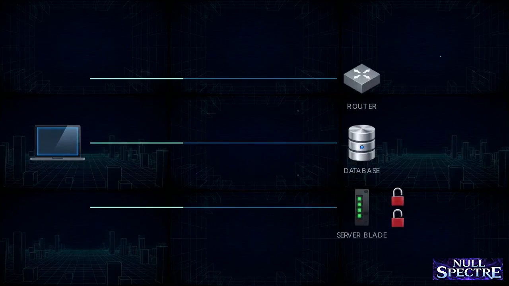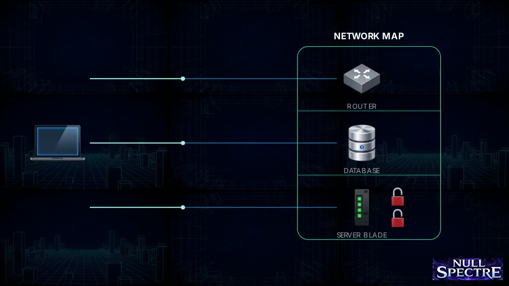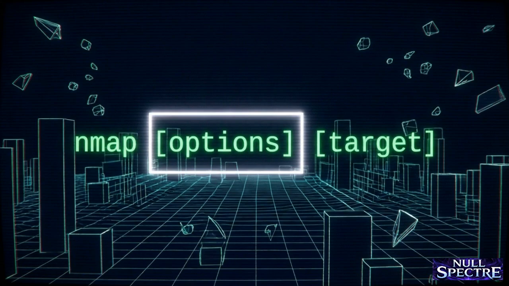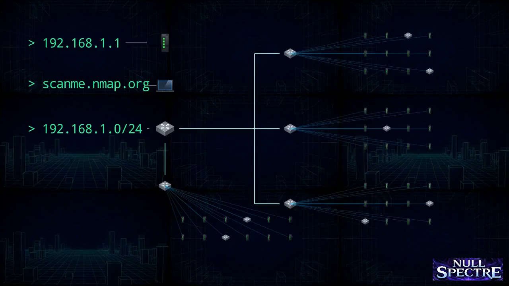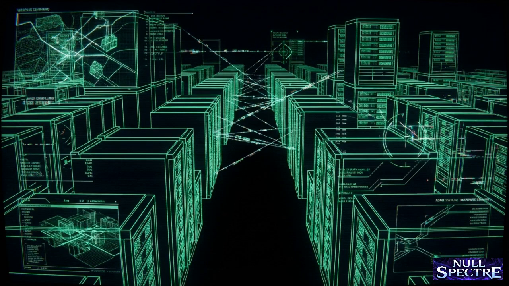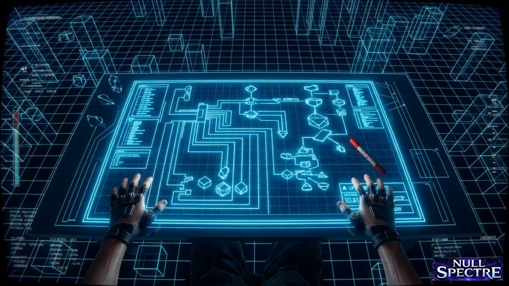It finds the active devices, checks which doors are unlocked, and reports back on exactly what hardware is sitting in the void. The tool is built around a straightforward syntax. You type Nmap, specify the exact scan options you want to run, and then point it at your target. That target can be a single IP address, a host name, or an entire subnet containing hundreds of potential devices. Going into a network without a comprehensive map guarantees you will miss critical vulnerabilities. You have to chart the layout first. That makes Nmap the absolute starting point for any professional penetration test.